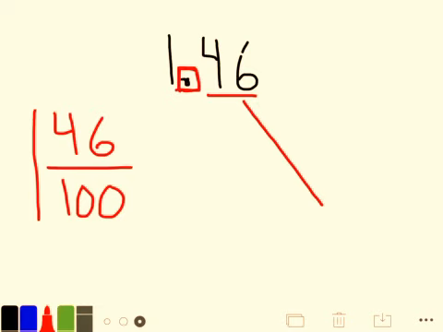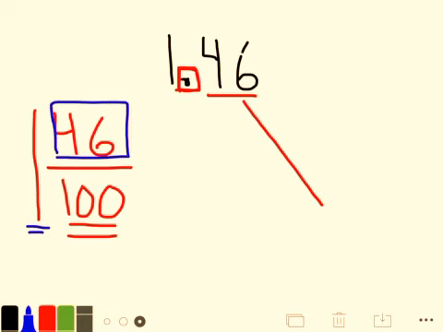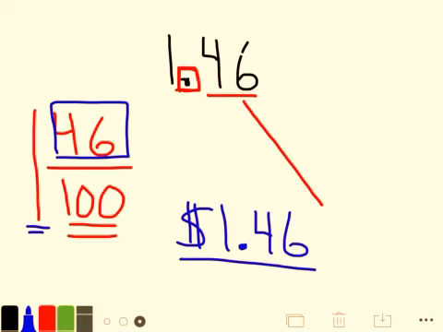In terms of money, well, we should realize by now in 4th grade that there are 100 pennies in a dollar. So we're talking about one whole dollar and 46 one-hundredths of another dollar, which would look like this: $1 and 46 cents. So you can see how decimals, fractions, and money are all related. $1 and 46 cents would be the same as 1 and 46 one-hundredths. Let's look at another one.